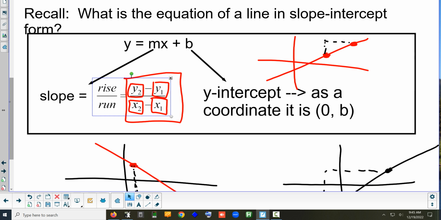Okay, does everybody have the formula for that one? Okay.